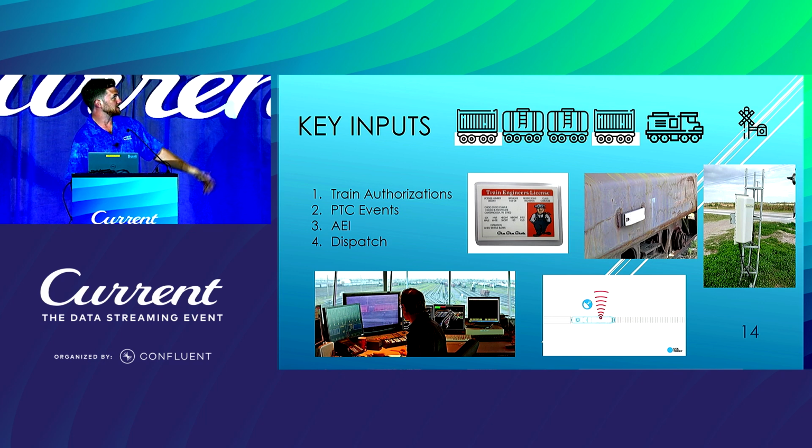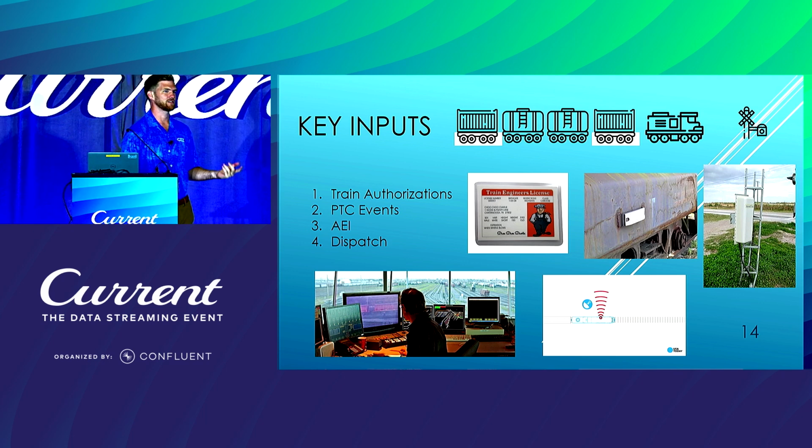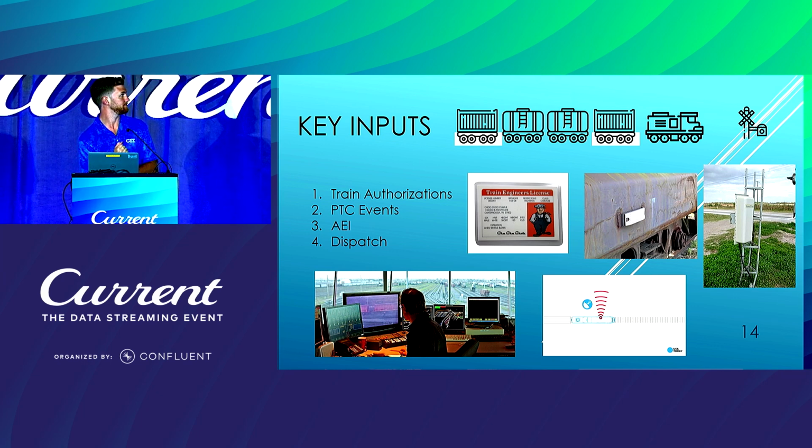The second key input is PTC events. That stands for Positive Train Control. It's government regulated, incremental initialization of steps you need to take to be able to drive a train. It's that EMP format coming into us.